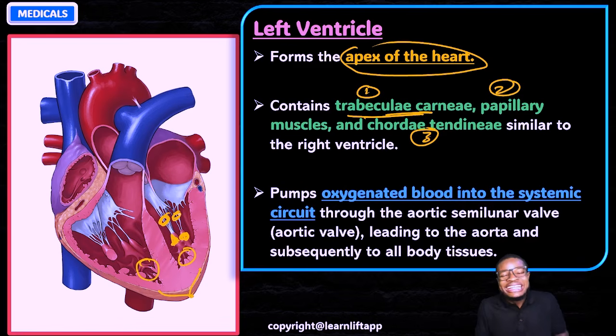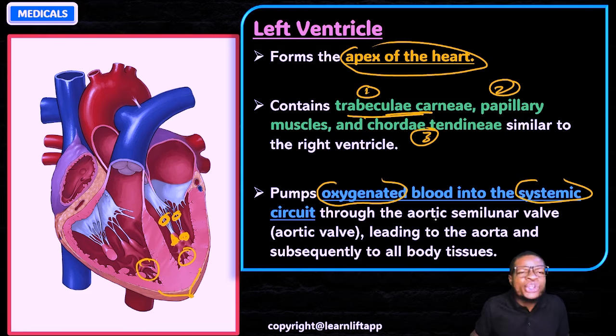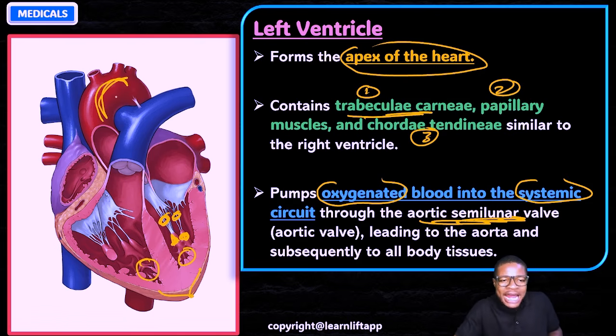Another thing you must know is that the left ventricle pumps oxygenated blood. What does it pump? Oxygenated blood into the systemic circuit through the aortic semilunar valve. Now come with me. This is the aorta, right? Between your left ventricle and the aorta is a valve called the aortic semilunar valve. That valve leads to the aorta, which is very big and then supplies all parts of the body. The largest artery in the body is the aorta.